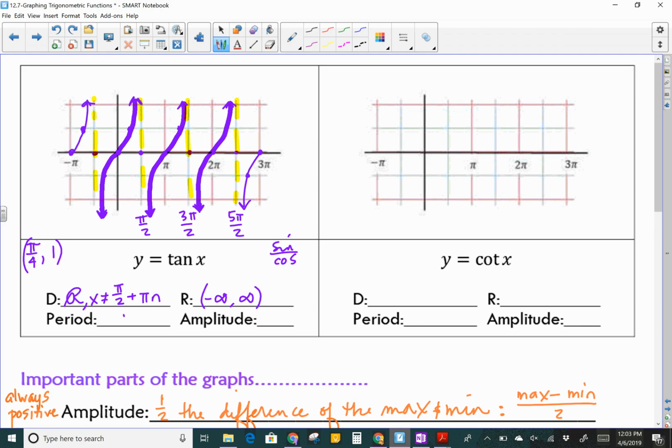Okay, so my period is pi. Max, there is no maximum value, there is no minimum value, so my amplitude again is not applicable.